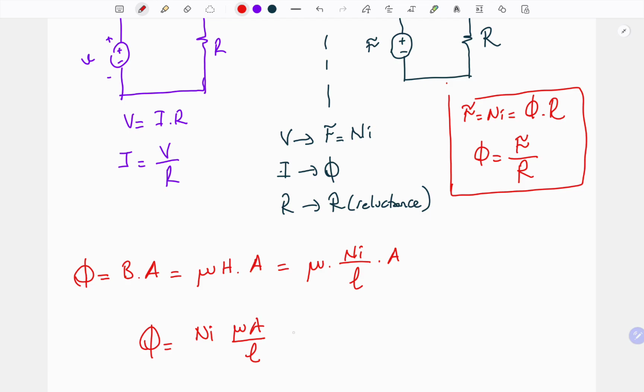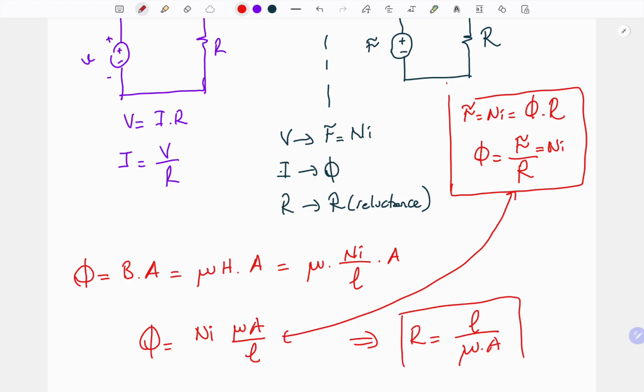If you compare these two equations, and if you remember that F is equal to N times I, we can say from here that the reluctance will be equal to L over nu A, right? So we have 1 over R, 1 over the reluctance value. This is the reluctance expression which we will use in the calculations.